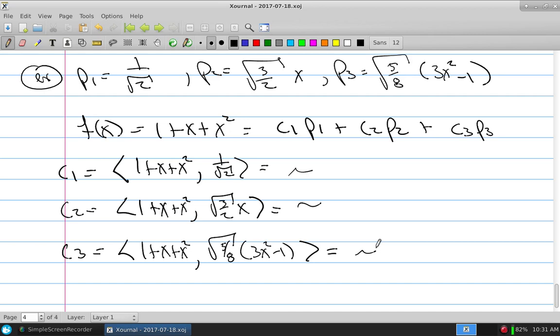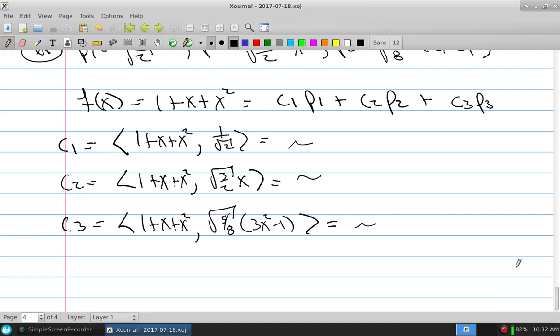Seems to be a lot of work, and it would look pretty ugly compared to, why not just use 1 plus x squared? Why are you using these weird polynomials, P1, P2, and P3, when I go through it? The reason is that these polynomials are orthogonal to each other, and they're of length 1. There are nice properties of orthonormal things. Why would I want to write things in coordinates of orthonormal objects?